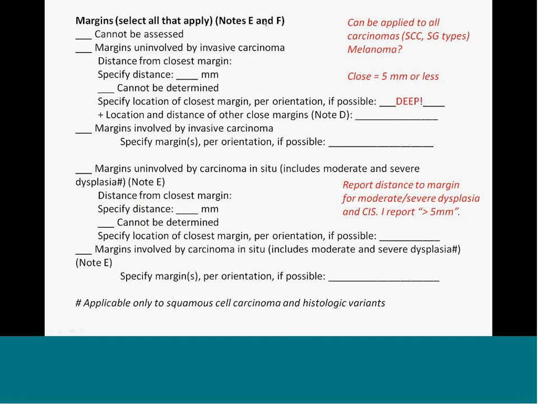Next, we get to margins. Margins can be assessed as uninvolved by invasive carcinoma or involved by invasive carcinoma. If a margin is uninvolved, you have to give a distance from the closest margin. And close in head and neck cancer is considered to be 5 millimeters or less. This margin categorization can be applied to all carcinomas, salivary gland carcinomas, and squamous cell carcinomas at the sites in these protocols.